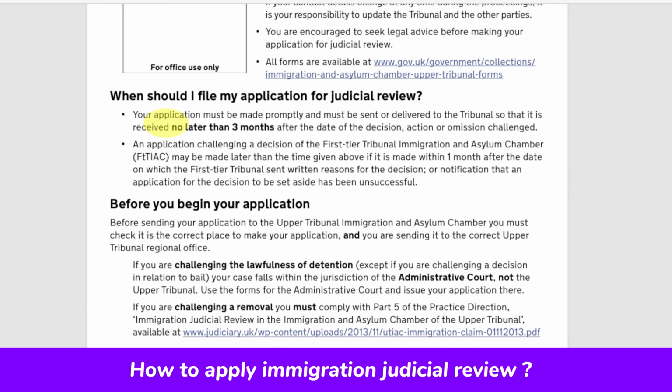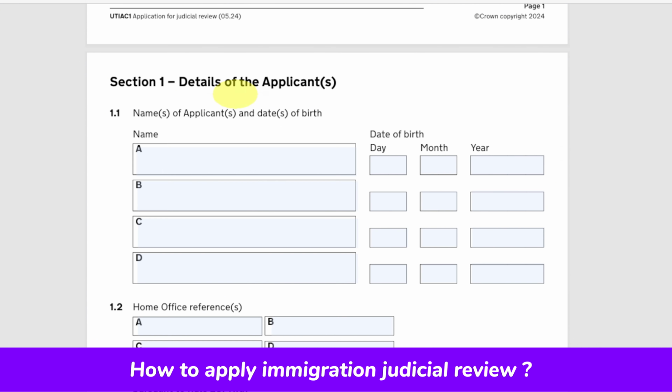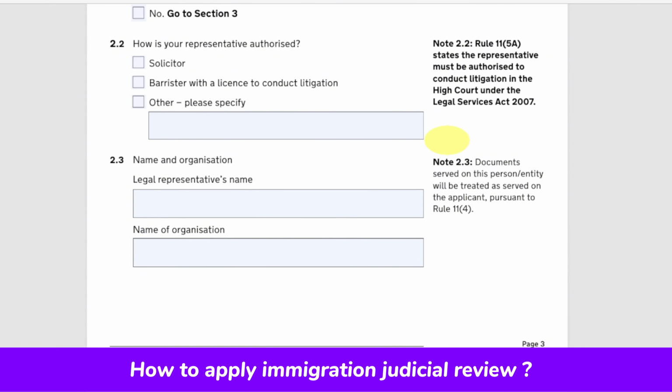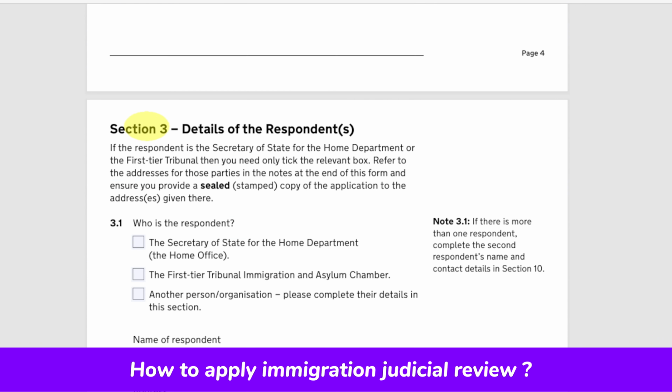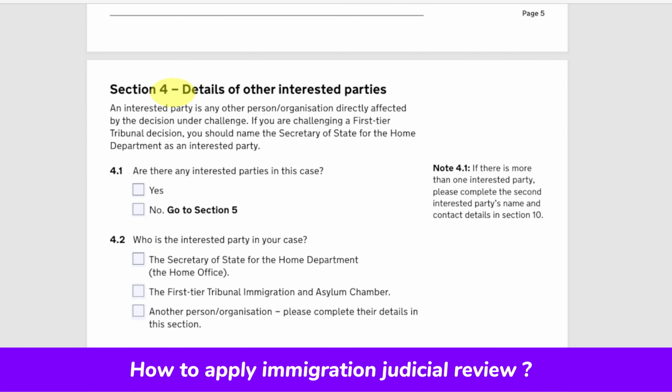Over here you have, when should I fill in my application for judicial review? Before you begin your application. They have explained, which we just discussed. In which Upper Tribunal region you are making your application, you select that. Details of the applicant, you provide all those details. Legal representative: if you have a legal representative, solicitor, barrister, whoever, you provide all that detail. Then in section 3, details of the respondent. Who is the respondent? The Secretary of State, the First-tier Tribunal immigration, another person, whatever the details are.